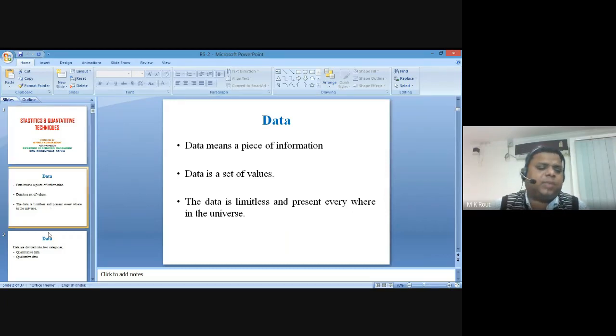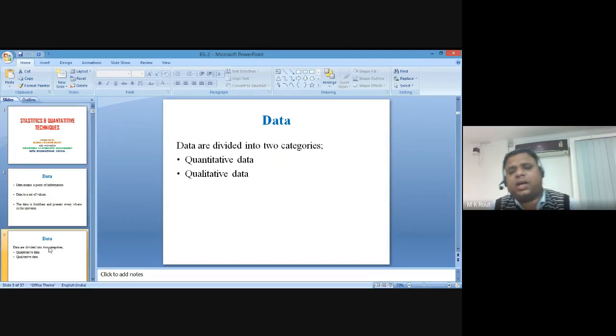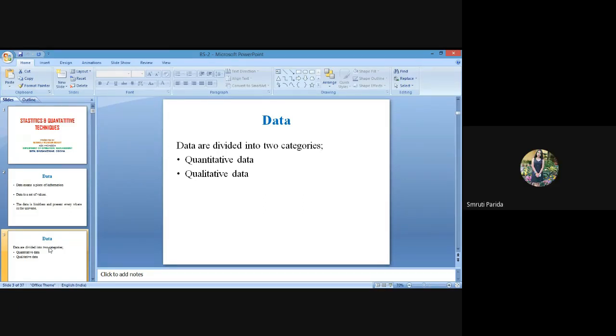So moving to the next part, data are generally classified or categorized in two types. So, first, can you explain again that data is a set of values?